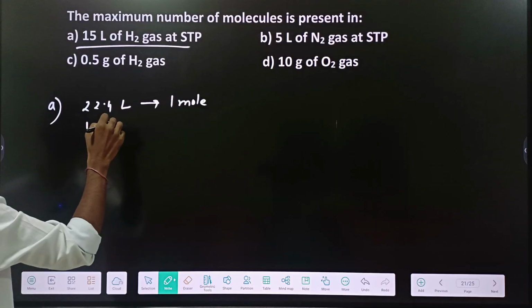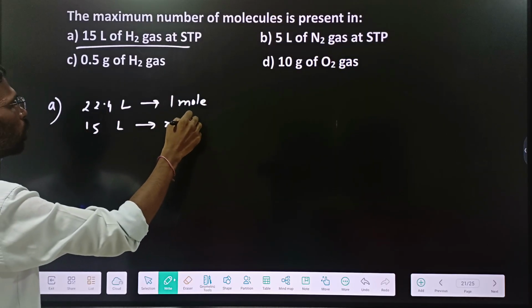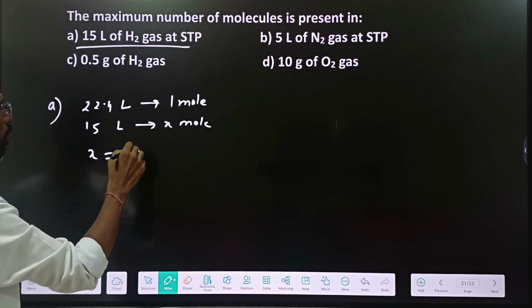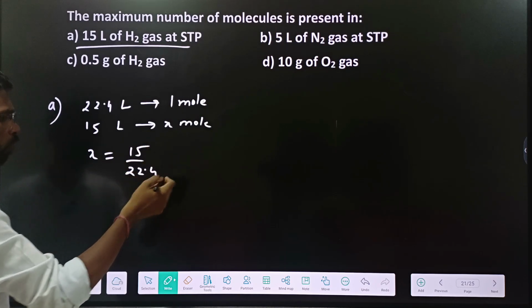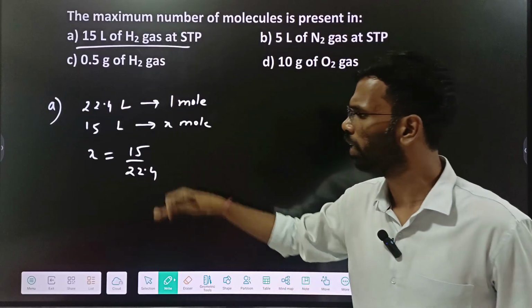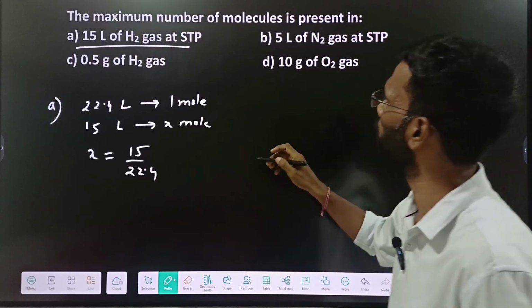Then 15 liter will be equal to X mole. Therefore, X is equal to what? How many moles? X will be 15 by 22.4. Since your question is just about the maximum number of moles, I will not solve this further. We will just compare the values.